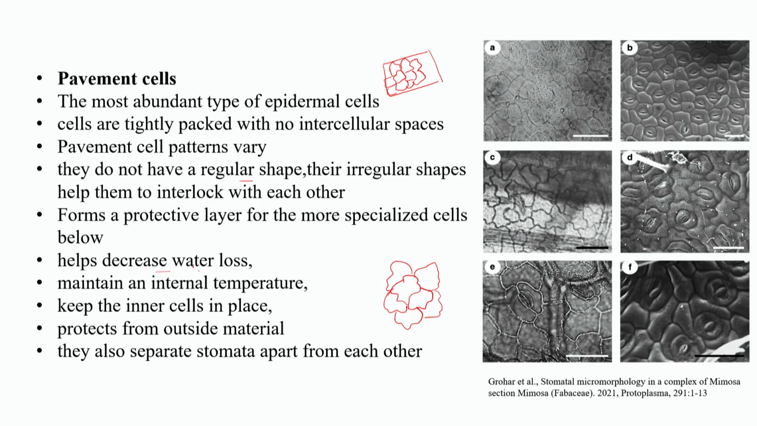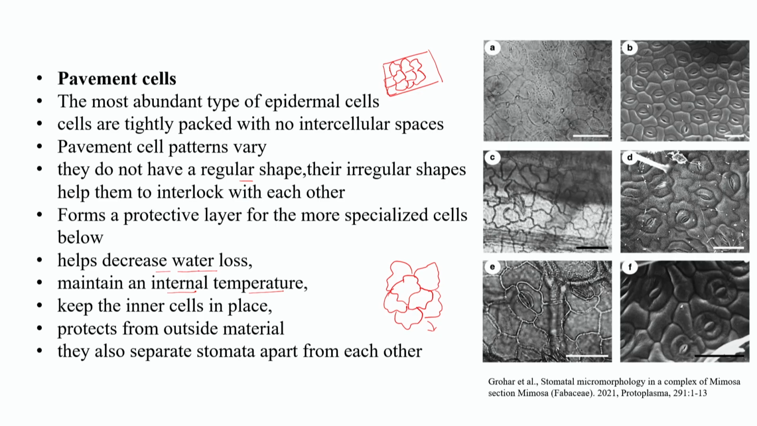So definitely they decrease water loss. So that is all we have discussed before, the role of epidermis. So we are actually talking about the pavement cell in many of the cases. See, they maintain internal temperature. Because they are so packed and they don't have any spaces, they help in maintaining the internal temperature, because the external environment may also not have effect to the internal tissue because of these pavement cells.